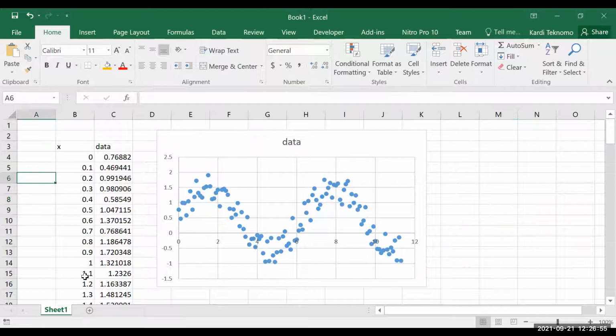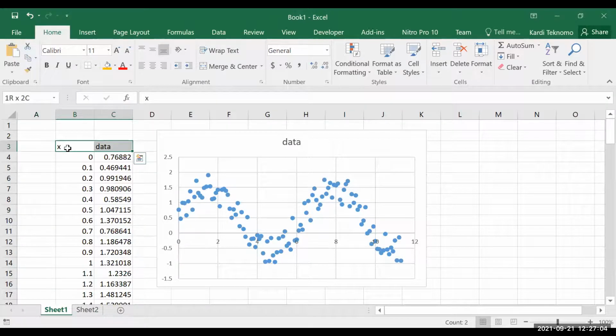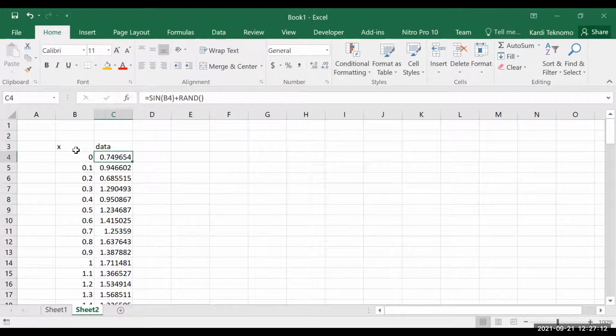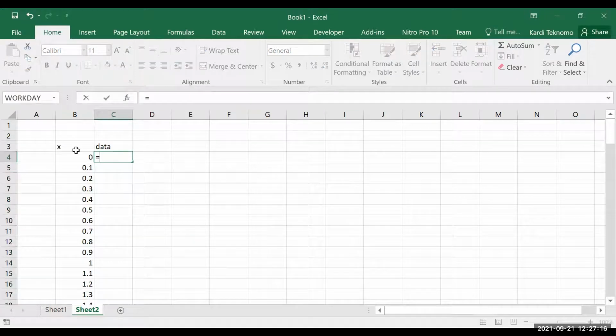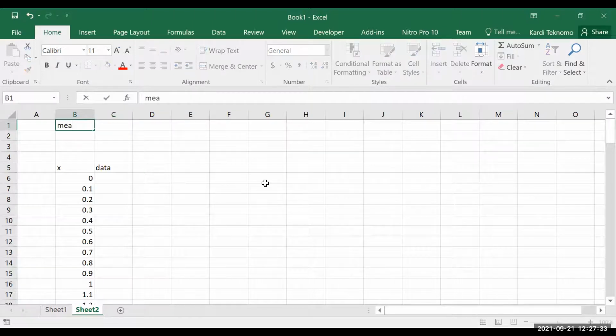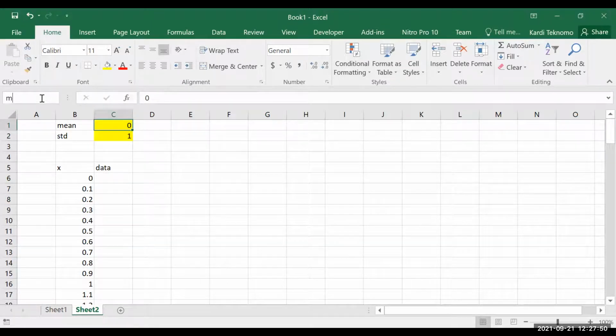So I create a new one, C2. Again, I put the same x. Okay, let's copy. The difference is now, instead of sine x, I will calculate it as cos x. And then I will add white noise. So to get the white noise, let me insert here. I need to get the mean and standard deviation. Let me put mean is 1 and 0. Here is my input data. I will call this mean, and I will call this standard deviation, STD.